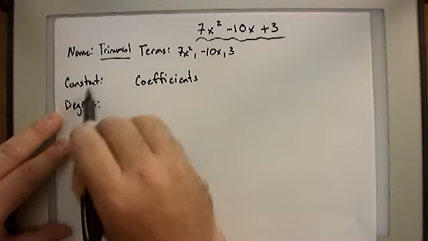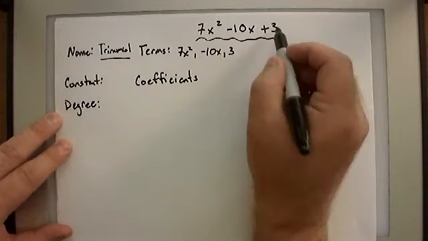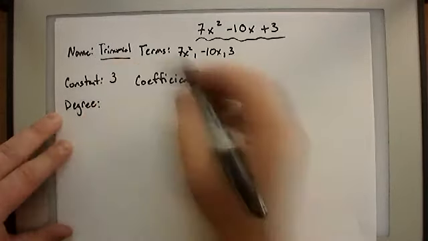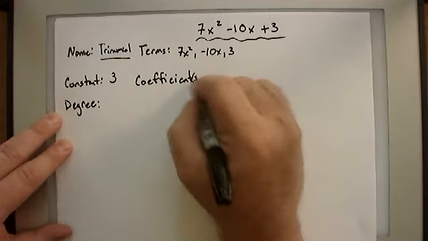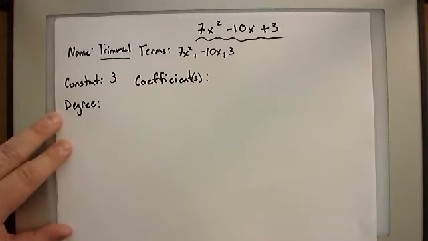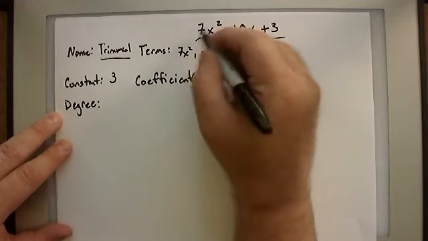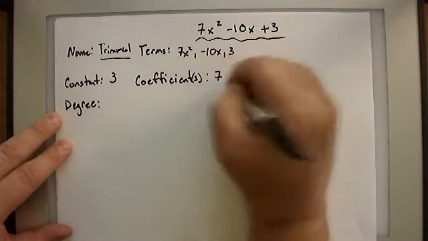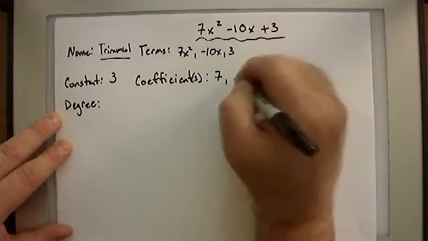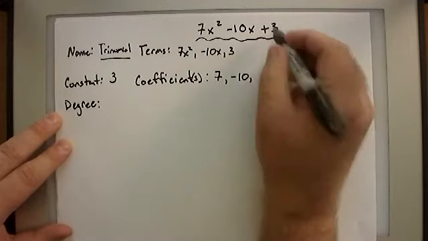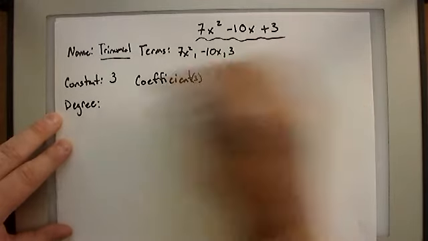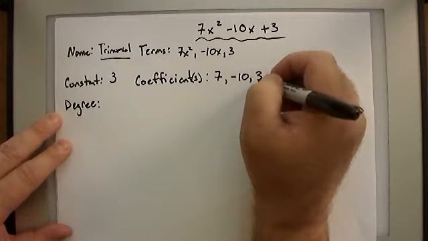The constant is the piece with no variable on it, so that'll be the 3. The coefficients, and again, it is plural here because there are multiple. The first one is a 7, the number in front of the variable. The next one is a negative 10, the number in front of the variable. And the next one is a 3, remember, because the constant is considered a coefficient.